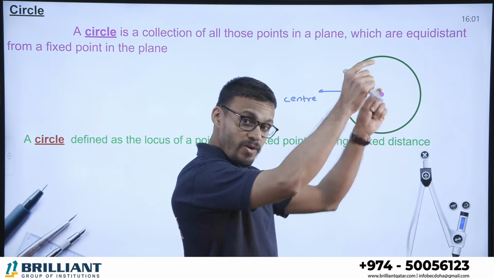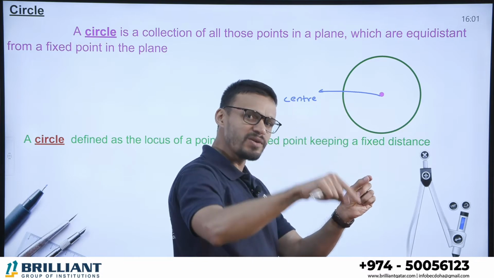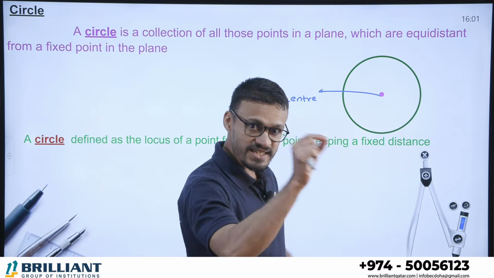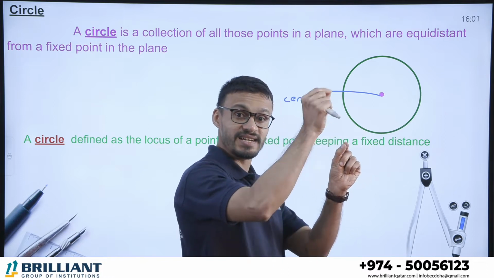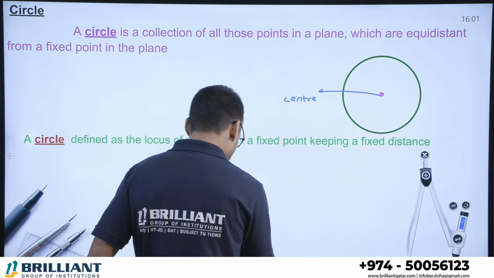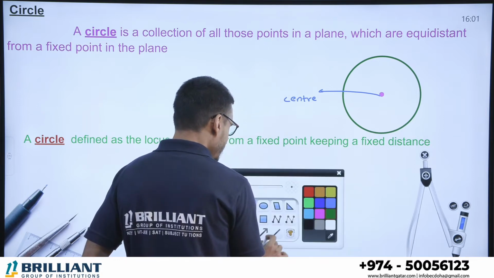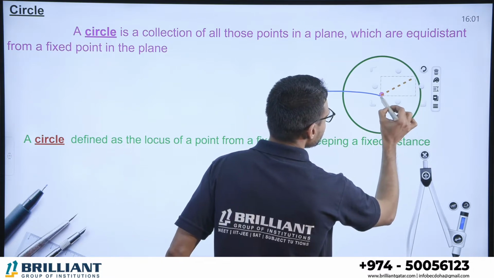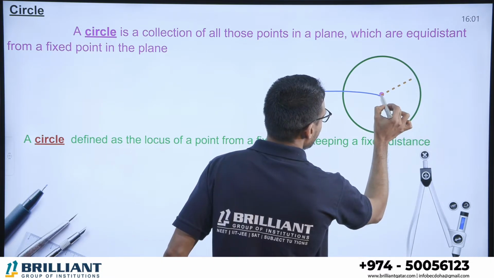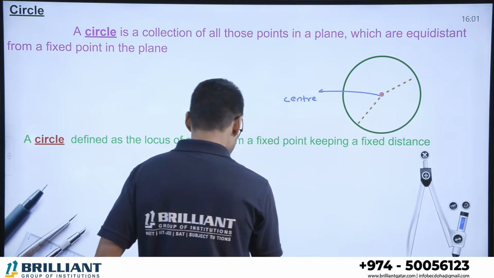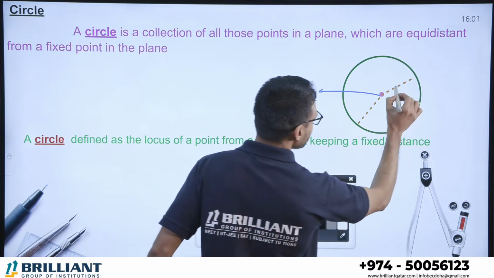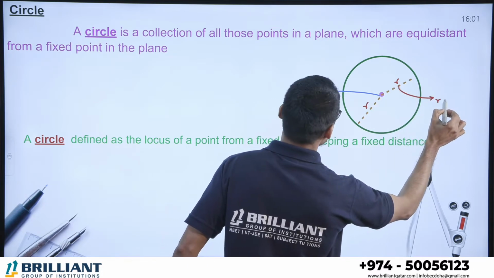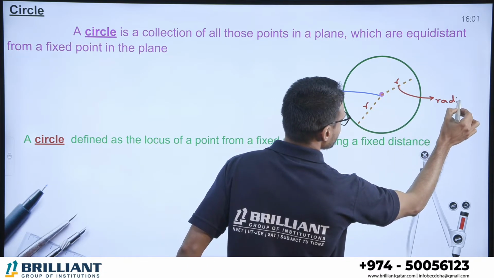And collection of all the points around this center, that is circle. So what is that fixed distance from each and every point in the circle to that center? We know that is the radius. This is the distance, and this is the same distance. So this can be considered as radius. Radius is denoted by r. This is the radius of the circle.